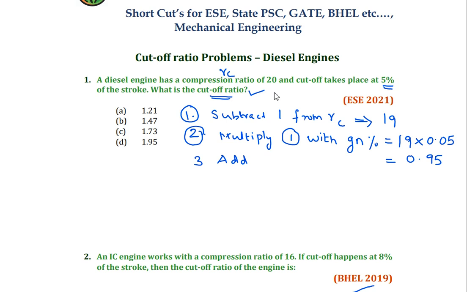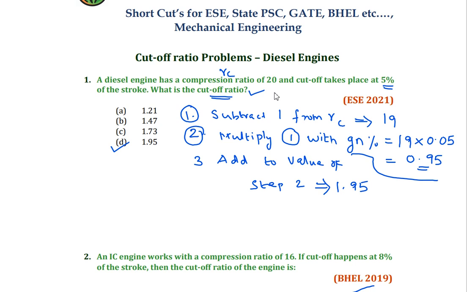In the third step, add 1 to the value of step 2. Here it is 0.95, so 1 plus 0.95 gives 1.95. If you check the answer, it is option D.